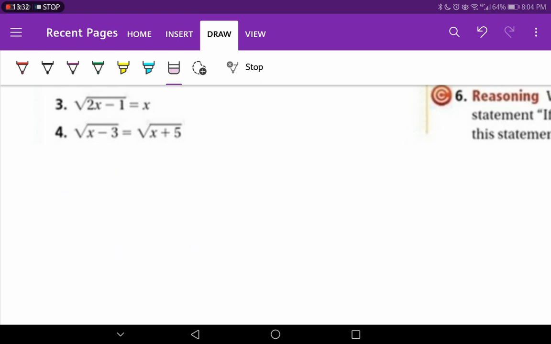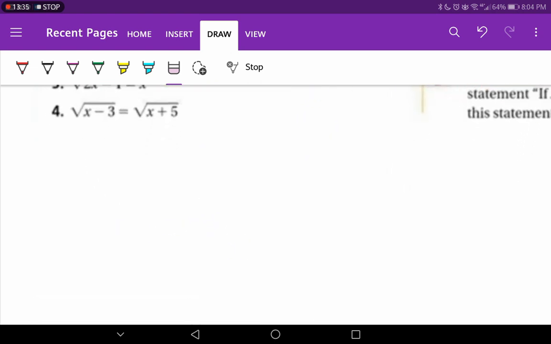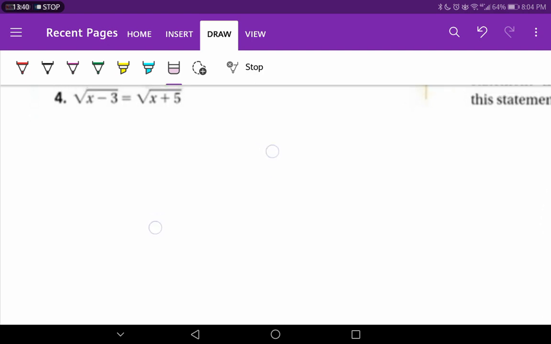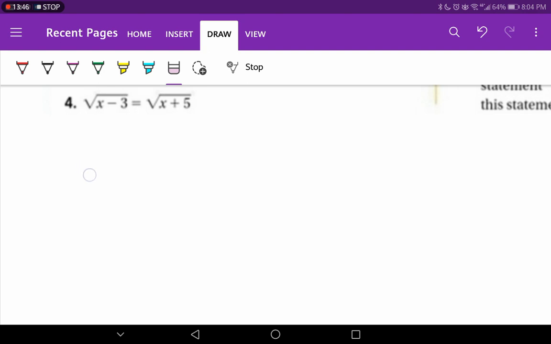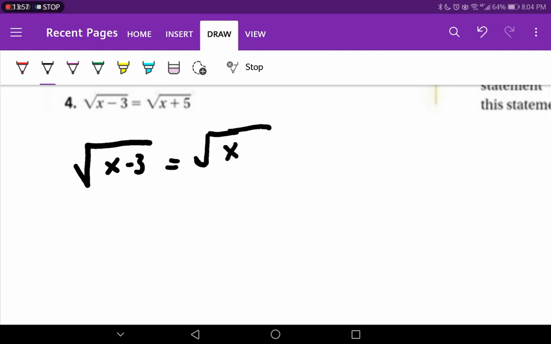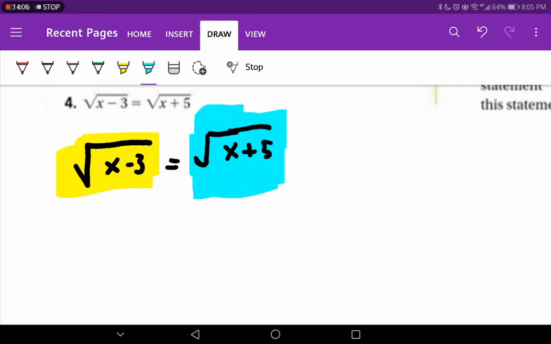The last question here, my dear student, is number 4. We have a radical on the left and a radical on the right, and your life is easier. So I will rewrite it again. Okay, it is better for you. So x minus 3 equals the radical of x plus 5. So I have a radical on the left side and a radical on the right side. What do you advise me to do? Yes, raise it to the power 2.